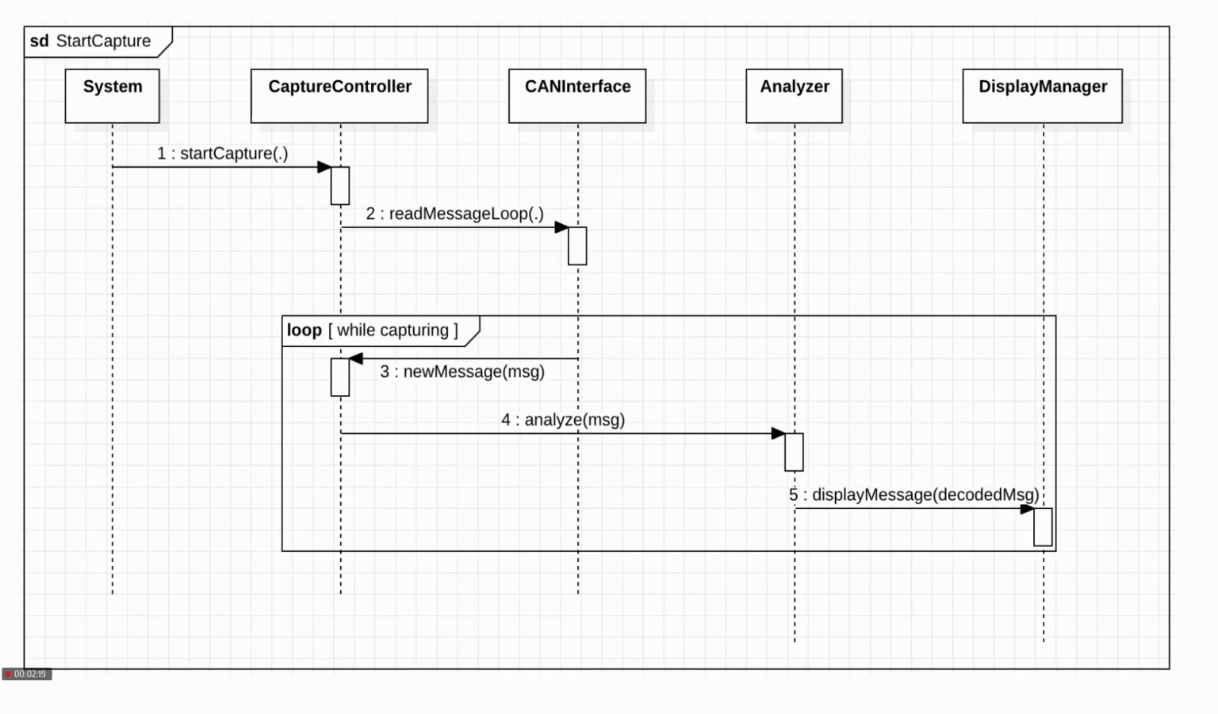Over here in our fifth sequence diagram, start capture is used for beginning a message capture. The system initiates this via the capture controller, which starts reading from the CAN interface in a continuous loop. Messages are passed to the analyzer, which decodes them and forwards the results to the display manager. The output is then rendered to the user, allowing live CAN traffic monitoring with decoded insights.